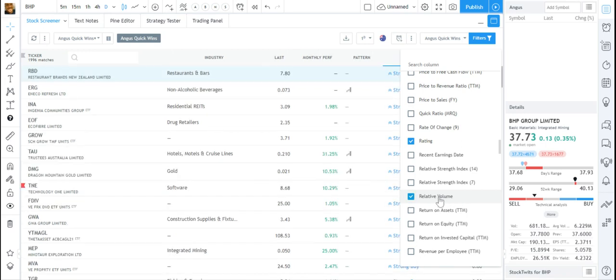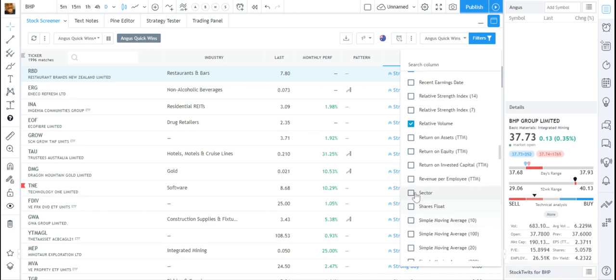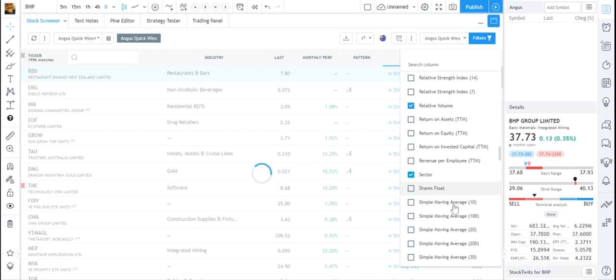Relative volume basically tells you how the stock's volume is performing. I think it's basically today's volume versus the last 10 days or last 20 days, something like that. But it's basically just showing that there's more volume on average today than there has been in the past periods, for whatever the period is. Sector, I'm going to add sector. Simple moving averages.